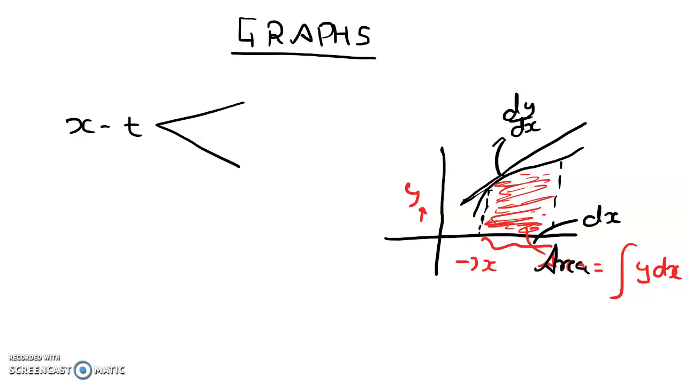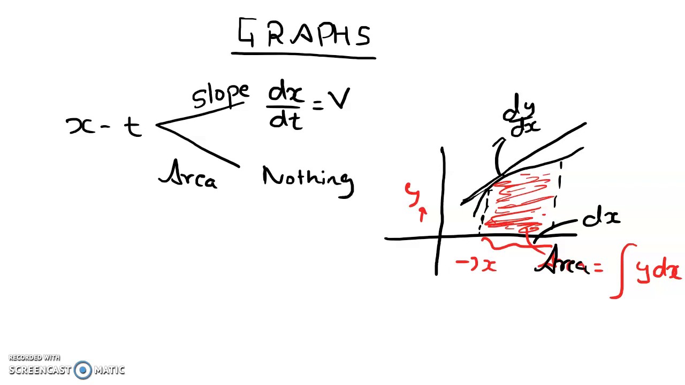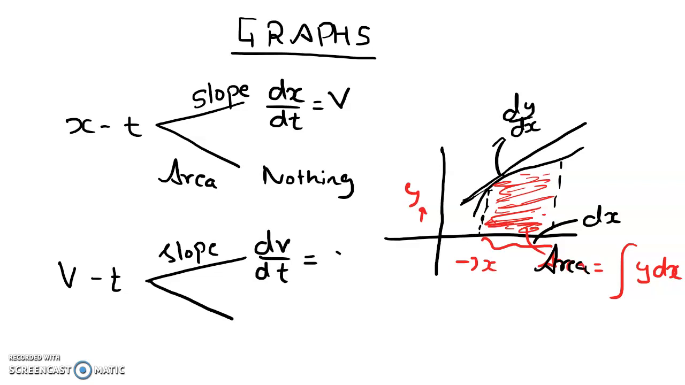Okay, so displacement versus time. If I know the slope, that means dx by dt would give you velocity, and area would give you nothing. If I'm talking about the v-t curve, the slope, that means dv by dt, would give you acceleration, and the area, that means the integration of v dt, gives you displacement, s.